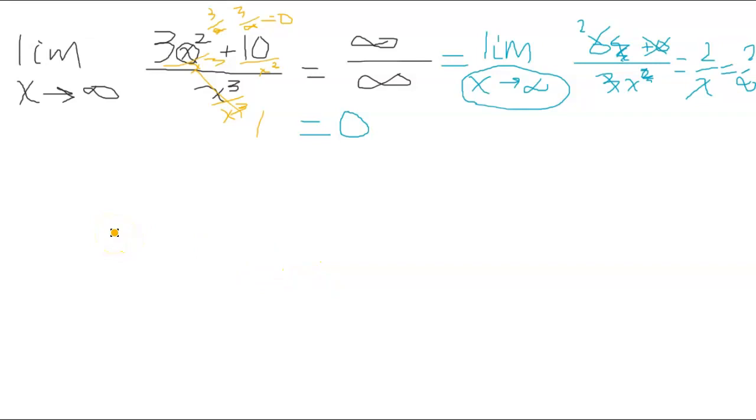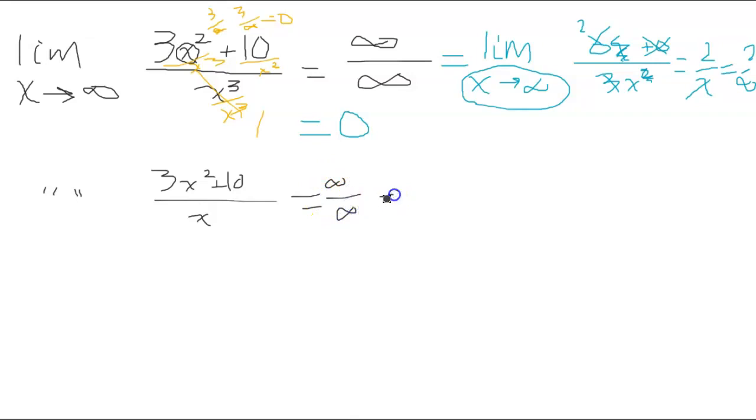Let's see. Anything else we want to do? Oh, just for fun, I'll do this one quickly. I'm just going to change one thing. I'll keep the 3x squared and I'll keep the 10. And this time I'm going to make it over just x. Same thing here, limit as x goes to infinity. You, of course, get infinity over infinity again.